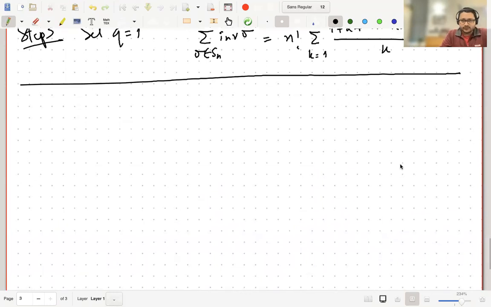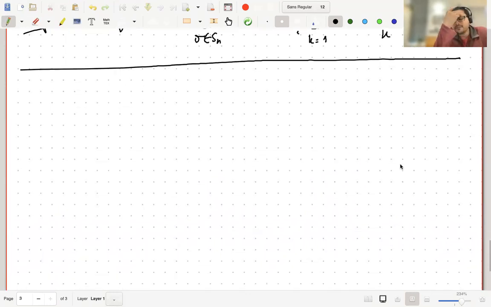But so far we have only defined the q analog of n and the q analog of a factorial, but in fact there is a q analog of the binomial coefficient as well. So that is what we are going to do now.